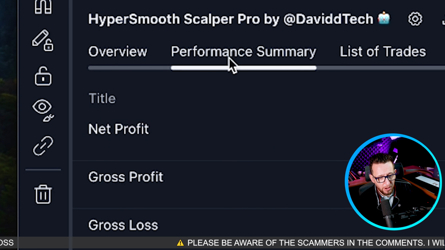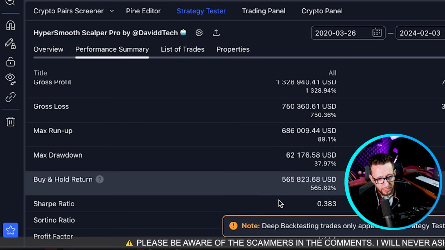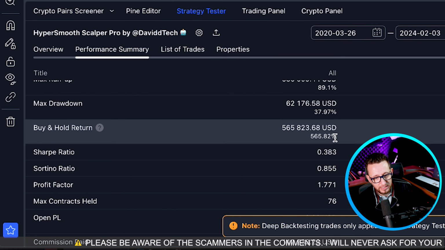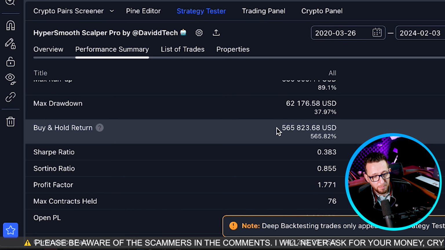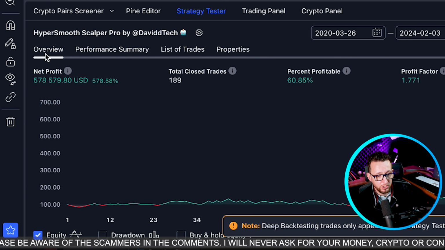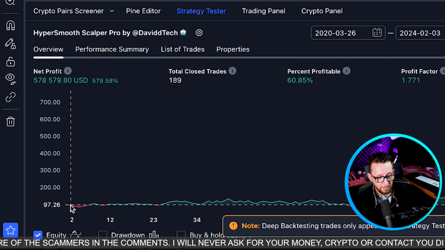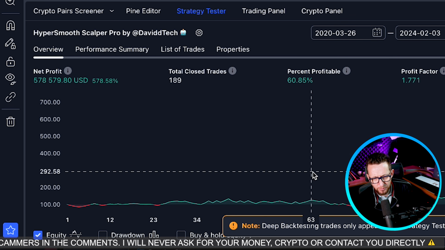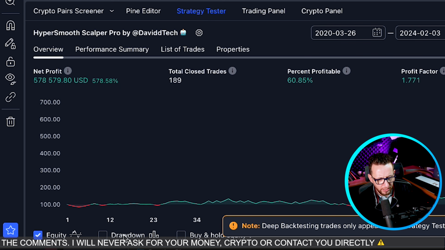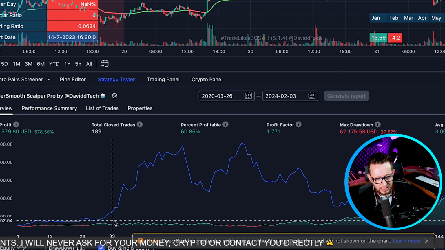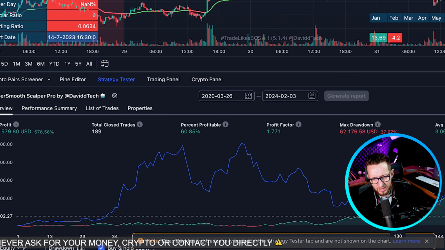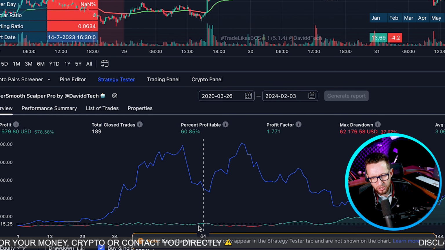We have 578%. If you go over to the buy and hold and look here, we have 567%. So we pretty much made exactly the same as if you would have purchased Bitcoin right at the very beginning here. Very much followed the equity curve of Bitcoin. If I place it here, you can see there's areas where we didn't make as much, but in the current market, we're actually earning better.